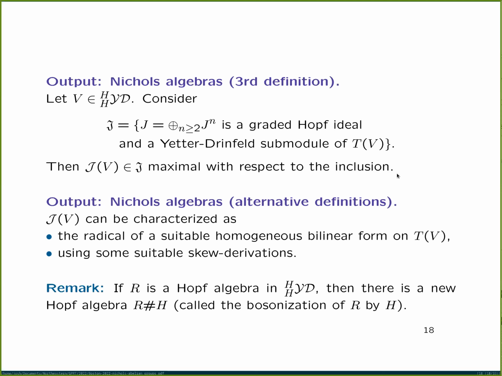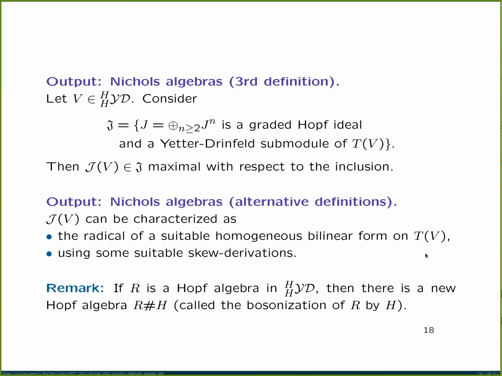This is the third definition. There are more definitions. One can define a suitable homogeneous bilinear form on T(V), and take J(V) as the radical of this form. This is the way Lusztig looks at this. If you go to the definition of quantum group in Lusztig's book, he uses a bilinear form and the radical. And this is again a Nichols algebra. This is how it is related to Lusztig's work.